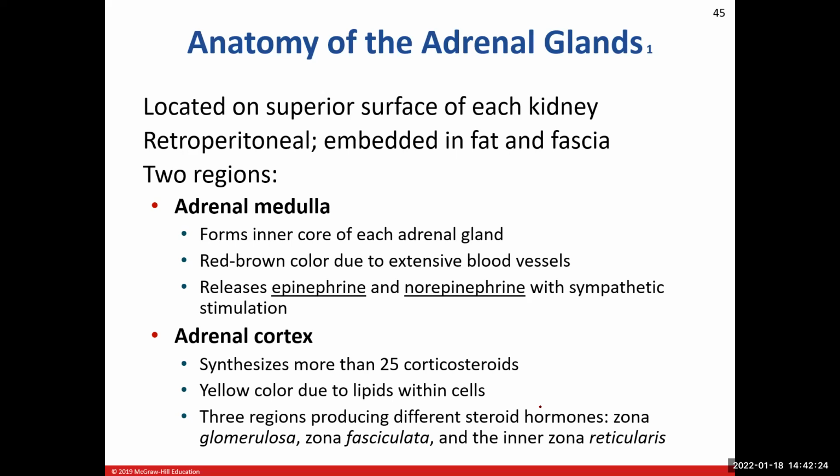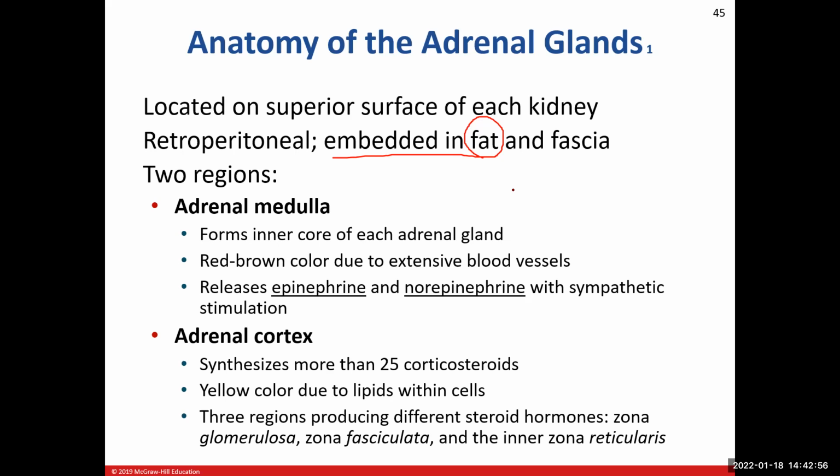So they sit on top of each kidney, and they're embedded in fat, which is great because one of the functions of fat is insulation, but more importantly, cushioning. So they're embedded in what we call the perirenal fat. When we look at our adrenal glands, there's two parts to them. There's the outer part, like the crust, and then there's the inner part. The inner part we call the adrenal medulla.